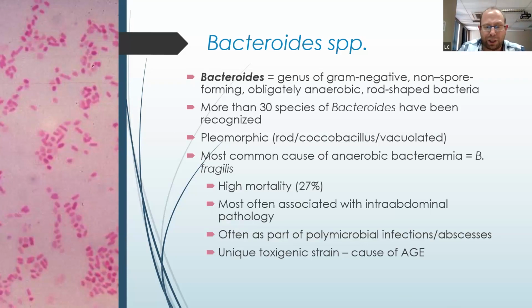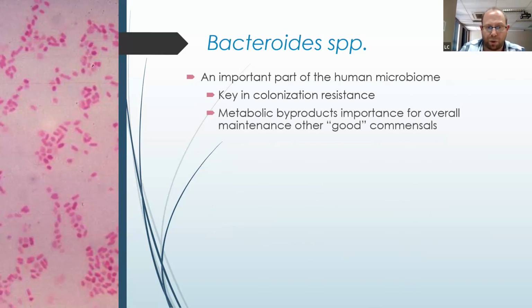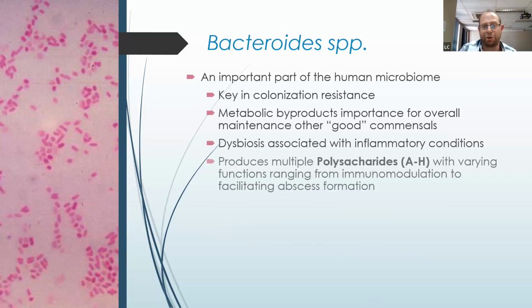There is at least one unique toxigenic strain which can cause a simple gastroenteritis as a result of toxin production. They're an important part, however, on the flip side, of the human microbiome. They're key in colonization resistance and displacing more pathological organisms. Several of their metabolic byproducts are important for overall maintenance of good commensals and gut health. And dysbiosis has been shown to be associated with inflammatory conditions, especially inflammatory bowel disease.